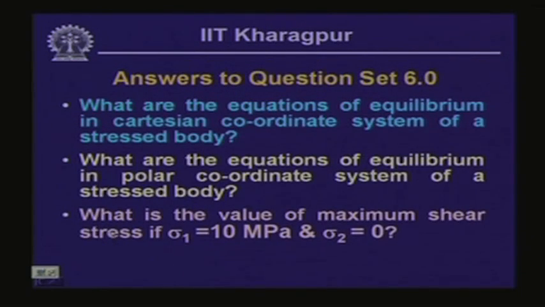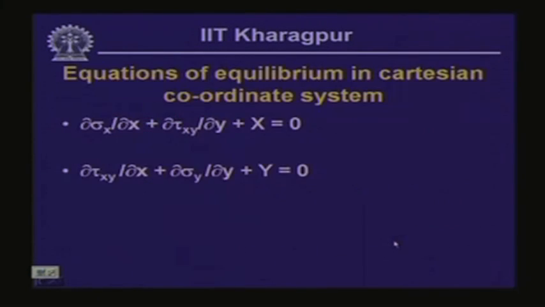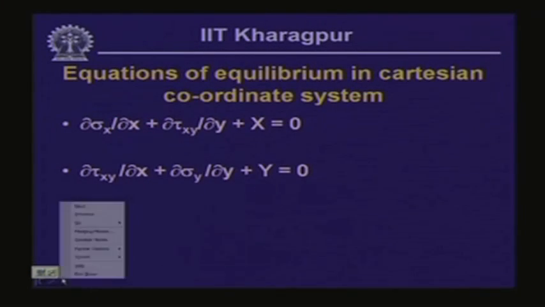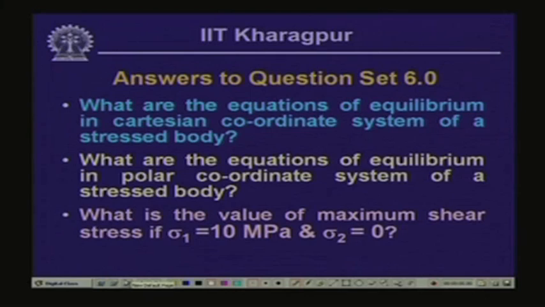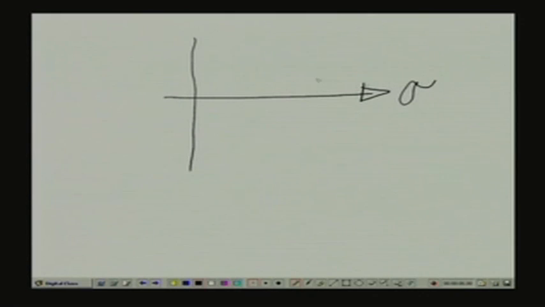The third question which was given was, what is the value of maximum shear stress if sigma 1 is equal to 10 MPa and sigma 2 is equal to 0? Let us look into, if you remember, the Mohr circle of stress, in which we had the sigma axis and the tau axis.